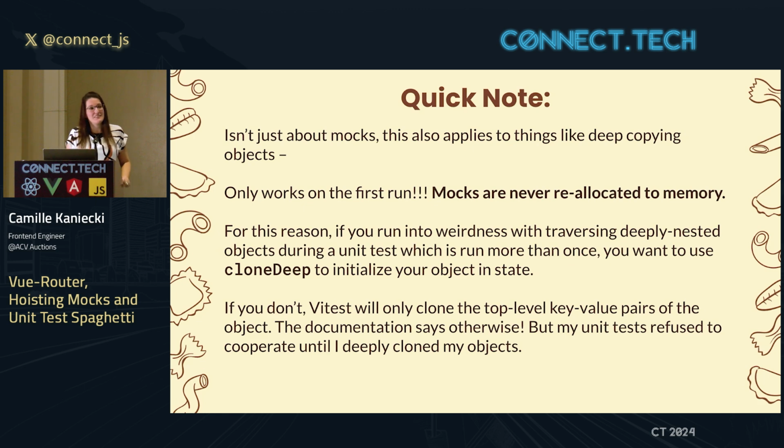Fun fact, this doesn't only happen to mocks. This is also going to apply to things like deep copying objects. It only works the first time you run it through. So mocks are never reallocated to memory. For example, if you run into weirdness with traversing deeply nested objects in a unit test which is run more than once, you want to use a cloneDeep to initialize your object in state, because otherwise it just won't. It's going to try to use as little memory as possible.